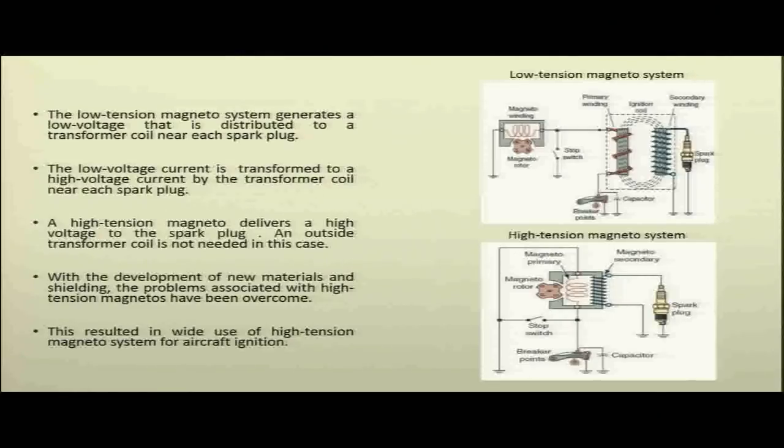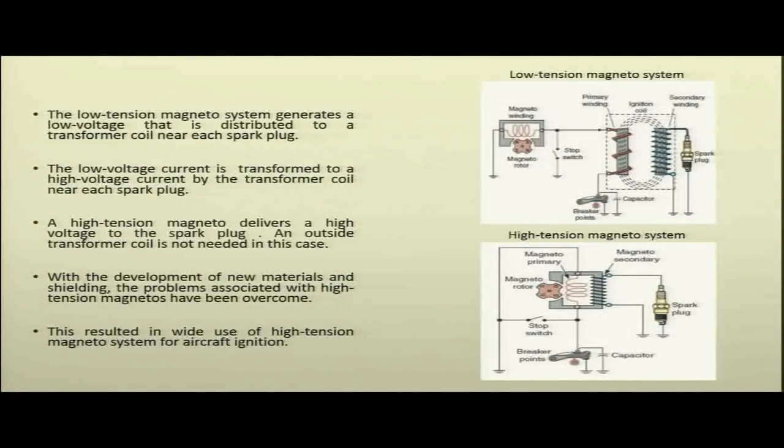Then coming to the low tension and the high tension system. In the figure, you can see the top figure is for the low tension magneto system, the bottom figure is for the high tension magneto system. The low tension magneto system generates a low voltage that is distributed through a transformer coil near each spark plug. So, in the engine, you have a number of cylinders and on each cylinder, you have two spark plugs. In the low tension magneto system, you have a transformer coil near each spark plug. So, the purpose is to generate a low voltage that is distributed to a transformer coil near each spark plug.